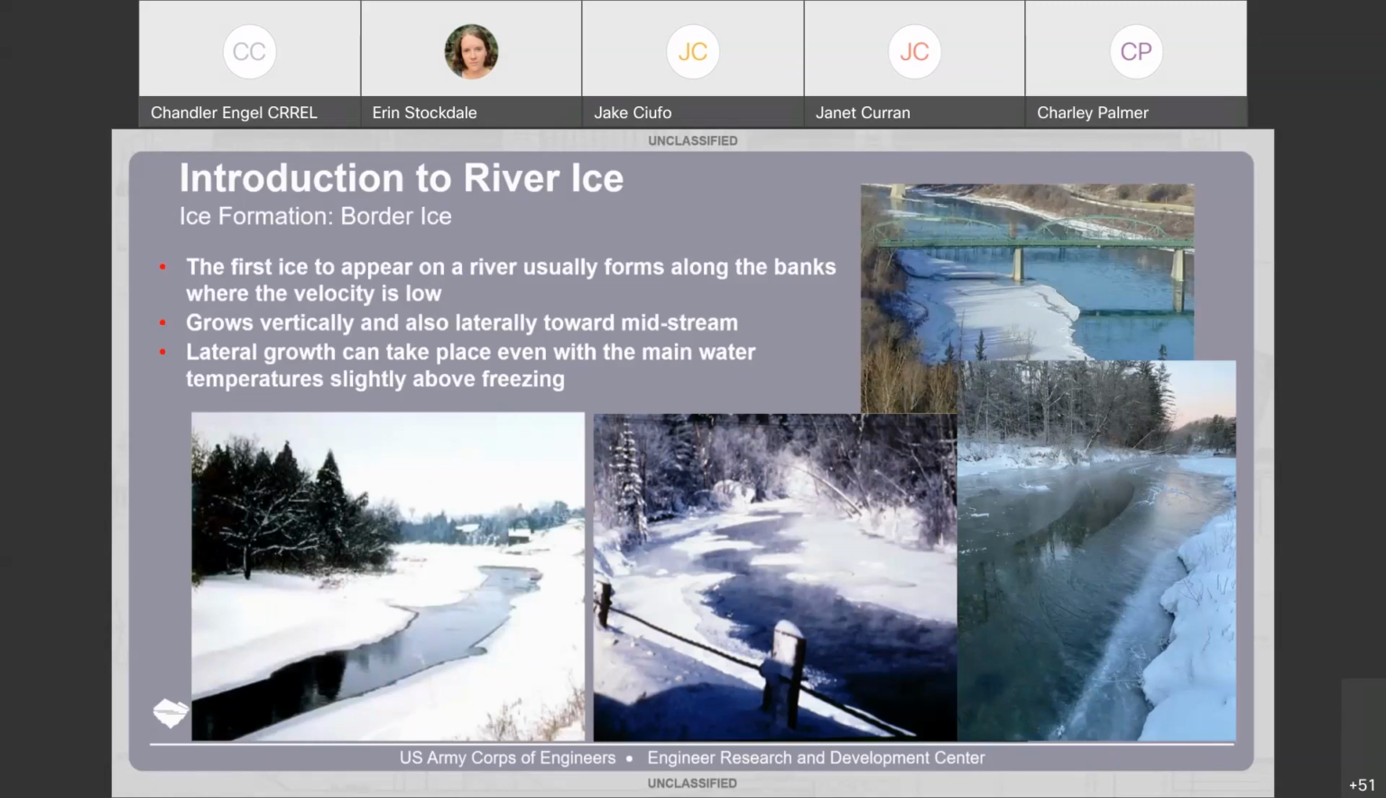Another process that's pretty common is ice and slush floating down a river can accumulate on the edge of border ice, and you can end up with a hybrid thermal and accumulation process. Like I said, that's pretty common. You've probably seen that if you've looked at some streams with border ice growth. These figures here are just some examples of border ice in different scales.